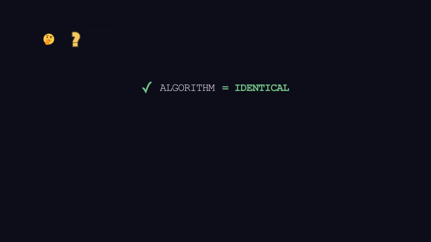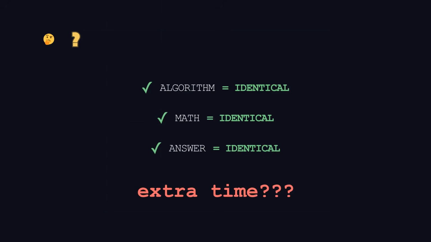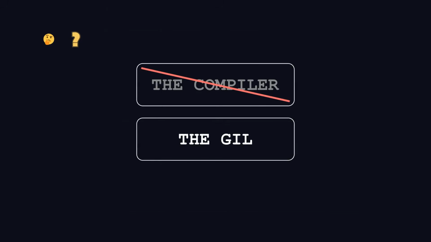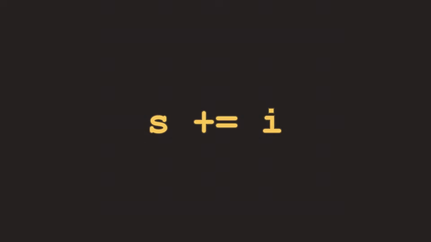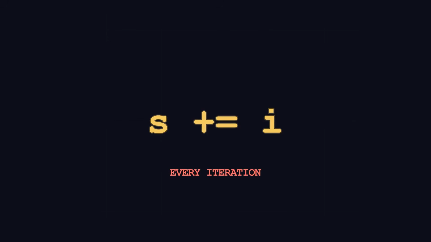That is real. So here is the question. The algorithm is identical. The math is identical. The answer is identical. What on earth is Python doing with all that extra time? The answer isn't what you think. It isn't the compiler. Python has one. It isn't the GIL either. This loop runs on a single thread, no lock contention. The answer is what happens on every single iteration.